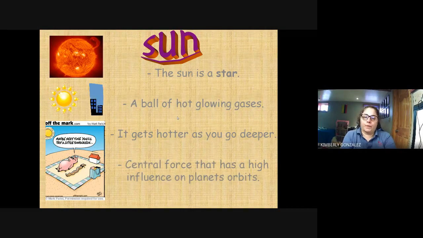Now, the sun has that central force known as gravity, which will influence the planets in their orbits. It's what keeps the planets in their orbits. It's what keeps them revolving around the sun, that mutual gravitational force between the sun and the Earth in this case, or the Earth and the sun. It's a mutual gravitational pull.